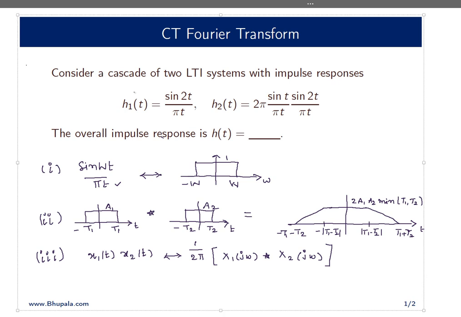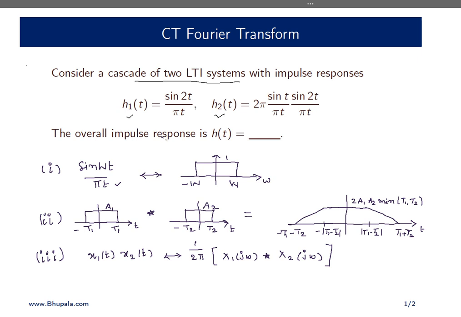Hello friends, in this video we will discuss one more problem which involves the use of the concept of the continuous time Fourier transform. The problem goes like this. It is given that a cascade of two LTI systems is given. The corresponding impulse responses are given to be h1 of t and h2 of t.